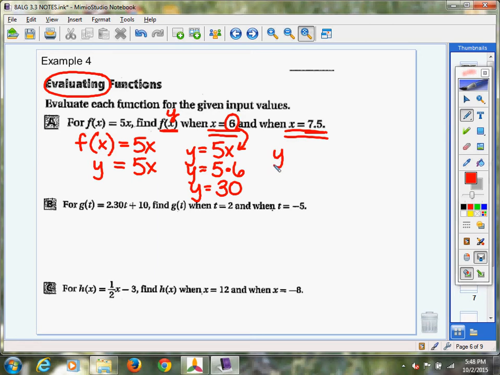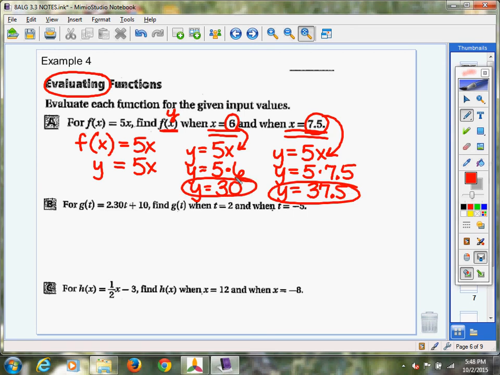Now we're going to go back and do it again. But this time we're going to plug in 7.5 for that x. So 5 times 7.5. And what do you get for that one? Yep, 37.5. Exactly. So these are the 2 answers we're looking for right there. Okay? So evaluating, even though we're doing functions, function notation, it's no different than what we did in chapter 1. They're telling you what to plug in, you plug it in, do the math, get the answer.